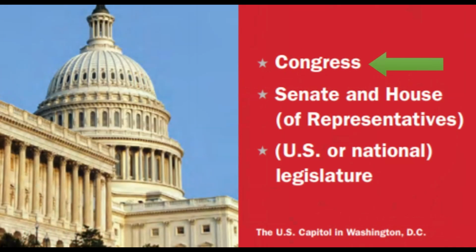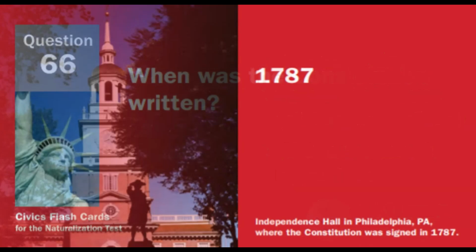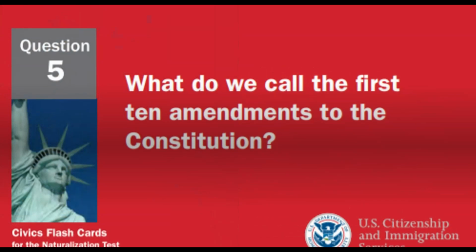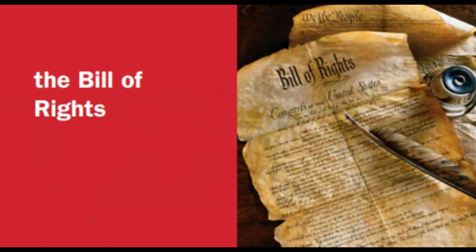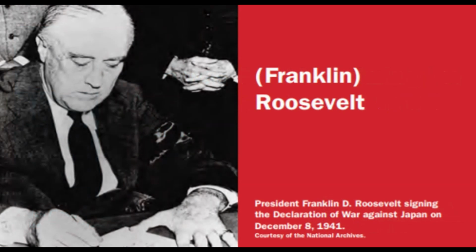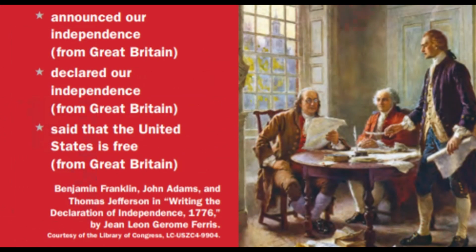The Congress. When was the Constitution written? 1787. What do we call the first 10 amendments to the Constitution? The Bill of Rights. Who was president during the Great Depression and World War II? Franklin Roosevelt. What did the Declaration of Independence do? Declare our independence from Great Britain.